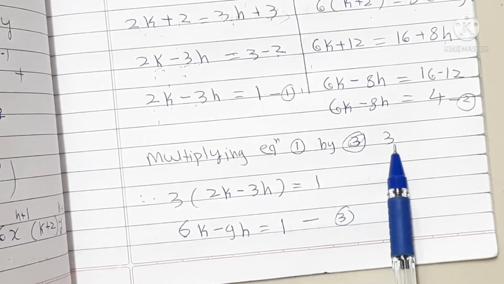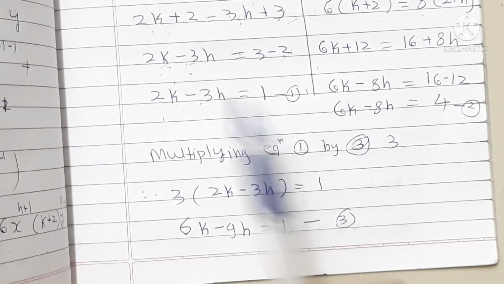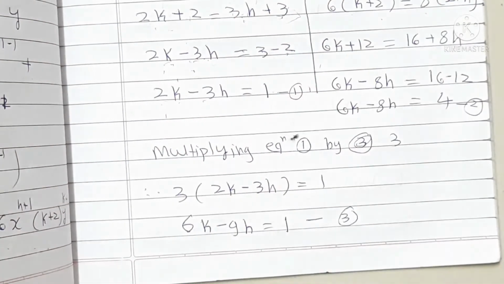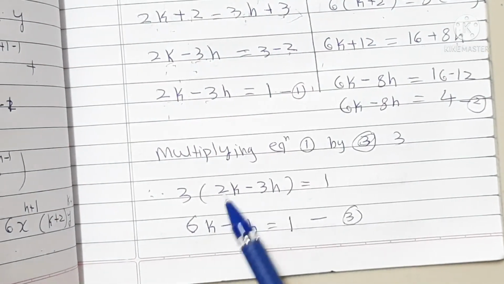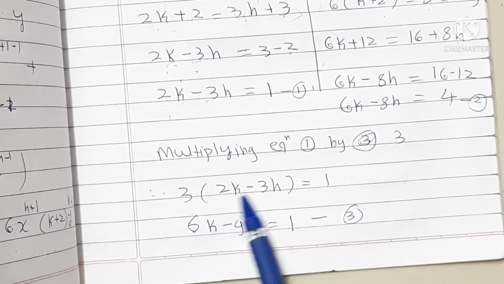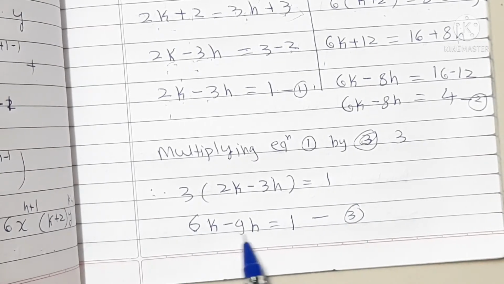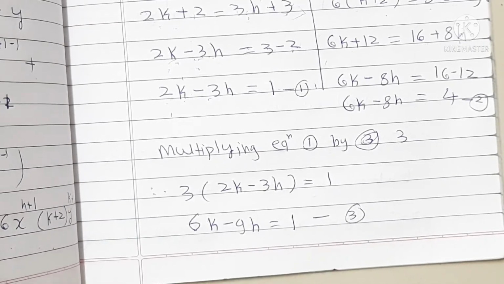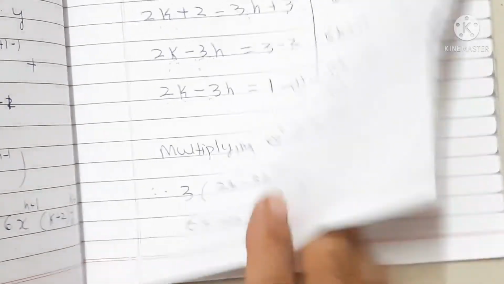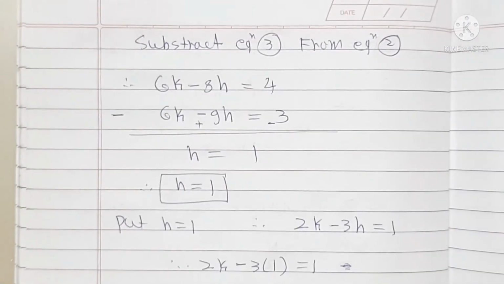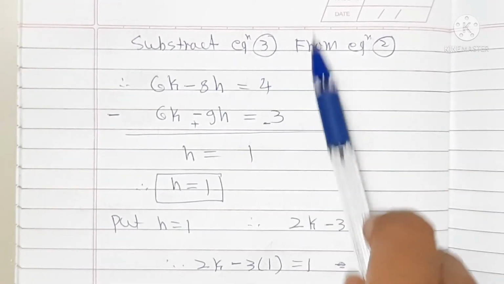Okay. Now multiplying equation 1 by 3. Multiply equation number 1 by 3. Then we will get 3 into bracket 2k minus 3h is equal to 1. Therefore, 6k minus 9h is equal to 3. This is equation number 3. Now, subtract equation 3 from equation 2.